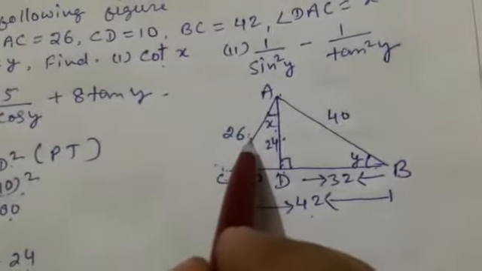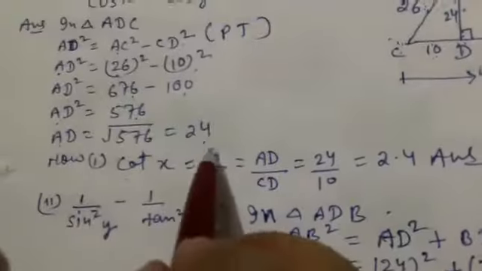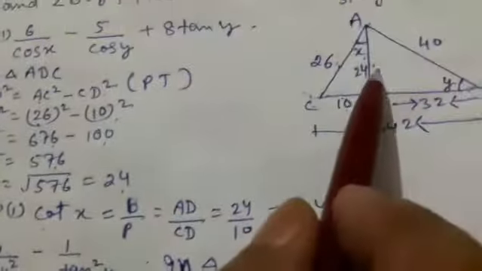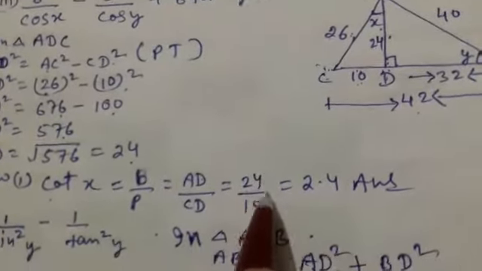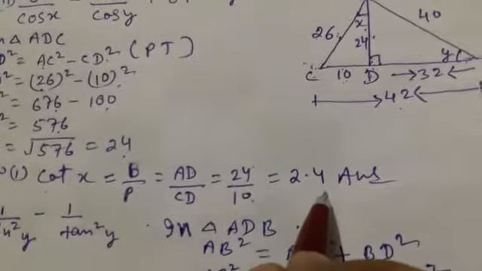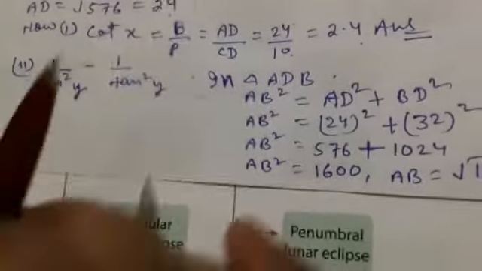And this will always remain the hypotenuse. So cot A is equal to B by P. So what is B? B is AD by CD, which is equal to 24 by 10, that is equal to 2.4. This will be our answer for the first part. Now let us see the second part.